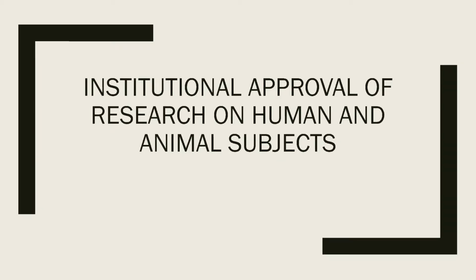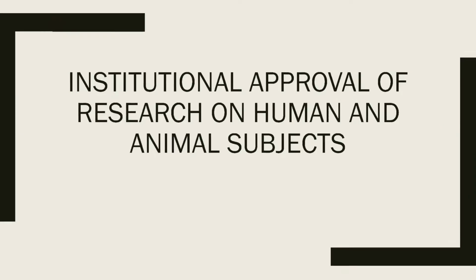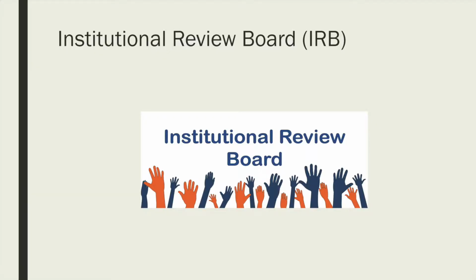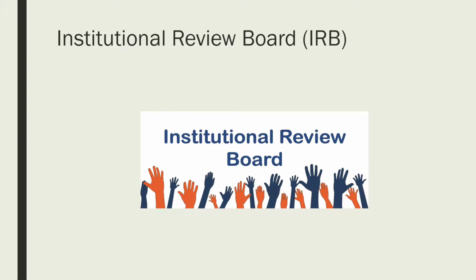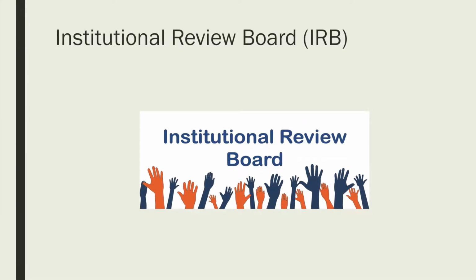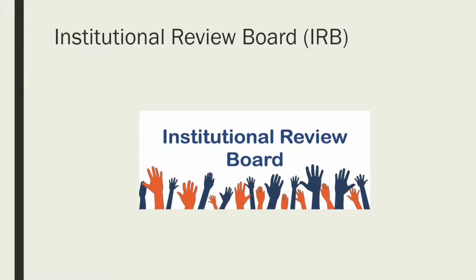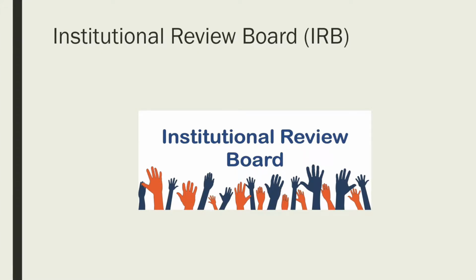Let's begin with IRB approval of research on human and animal subjects. IRBs, or equivalent bodies, provide a core protection for human participants in biomedical and behavioral research. They are charged with providing an independent evaluation that proposed research is ethically acceptable, checking clinical investigators' potential biases, and evaluating compliance with regulations and laws designed to protect human subjects.